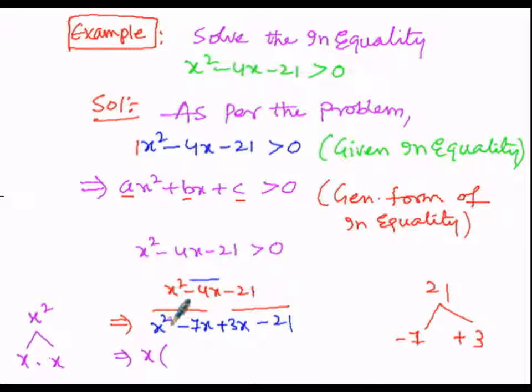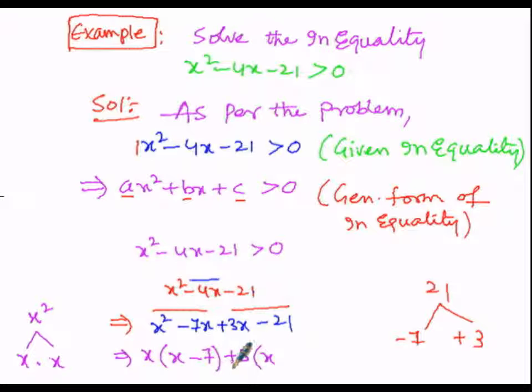Of the two x's here, one x is taken as common and one more x will be left over inside the bracket. So minus x is taken out as common, and just minus 7 is left over within the bracket. Now among plus 3x and minus 21, plus 3 is taken out as common. When plus 3 is taken out as common, just x is left over within the bracket.